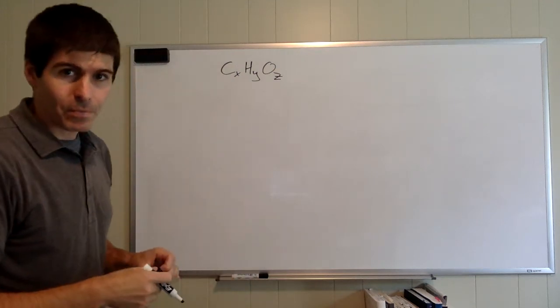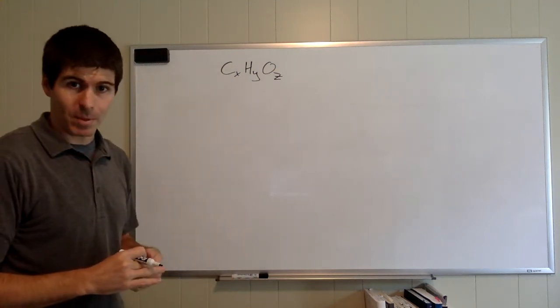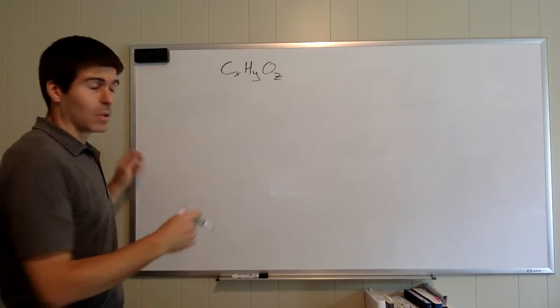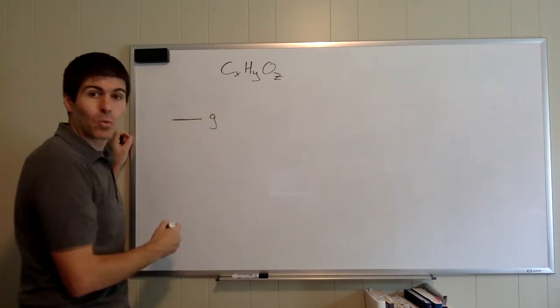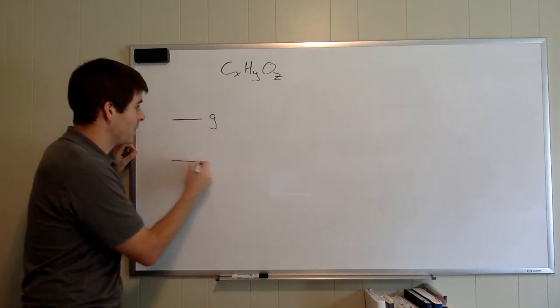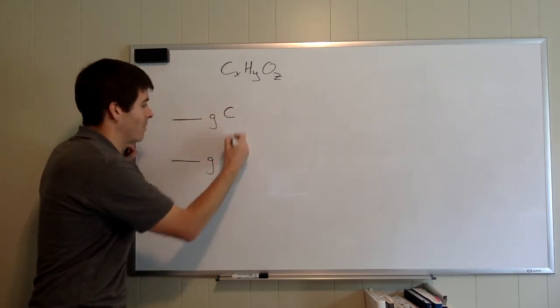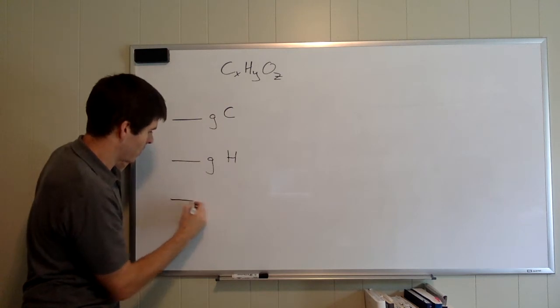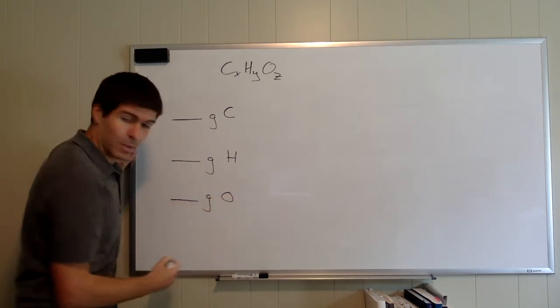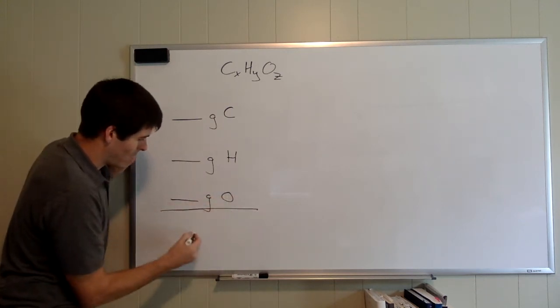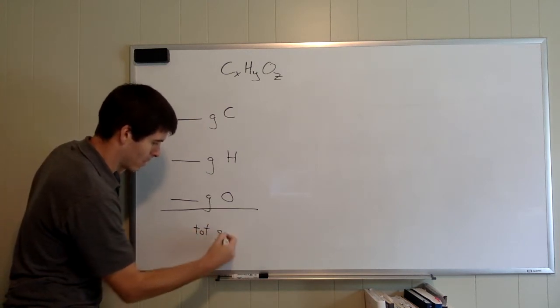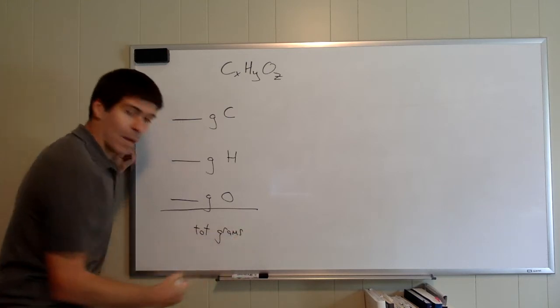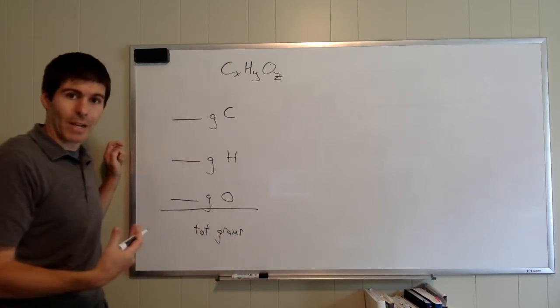So what do we have? This is an empirical formula problem, essentially, at its heart. What we need to figure out is how many grams of each of these chemicals we have: carbon, hydrogen, and oxygen. Typically, we're also given the total grams of the sample. And we've got this unknown sample that we're trying to analyze.